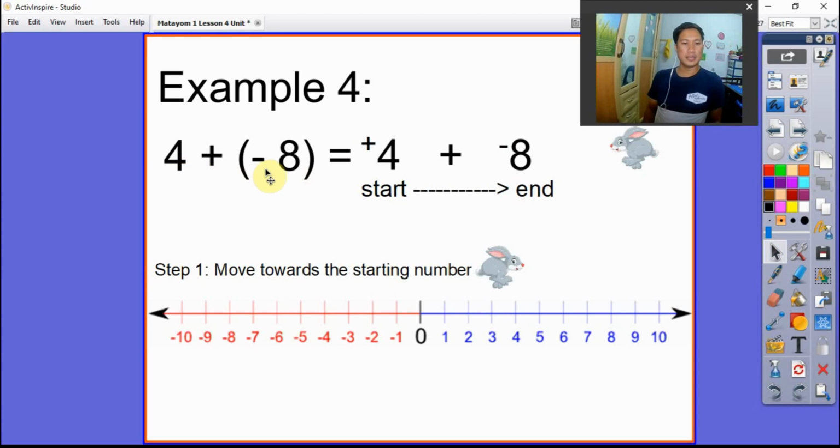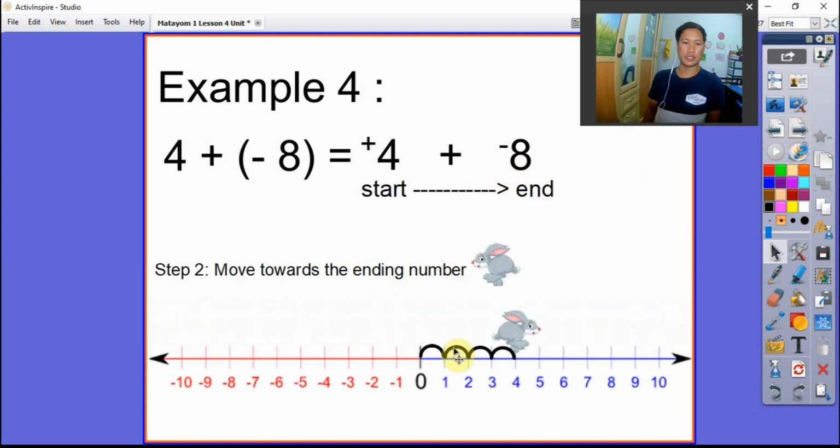Alright, now let's have our example number 4. 4 plus negative 8 is the same as positive 4 plus negative 8. So we'll start at the starting number here. It's a positive number, which means it's to the right of 0: 1, 2, 3, 4. And now we have negative 8. We move to the left of 0, which is our second step. So we hop 4 times to the right.